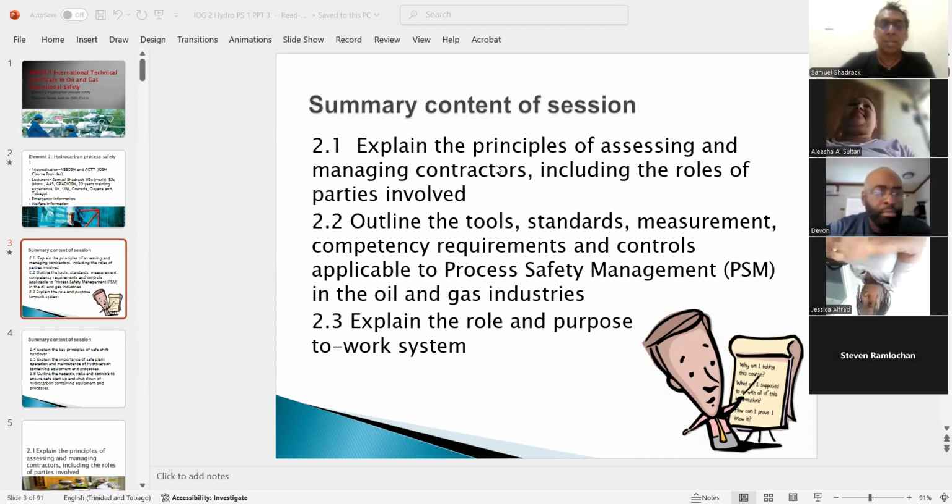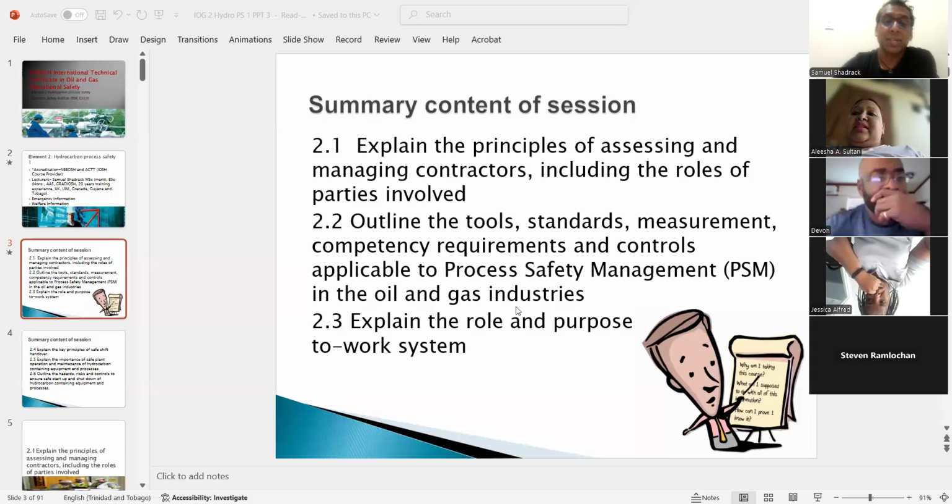All right. Explain the principles of assessing and managing contractors, including the role of parties involved. I thought that was very easy. Outline the tools, standards, measurement, competency requirements, and controls applicable to process safety management. Yes, process safety management, that is element two in the oil and gas industry. I'll show it in the syllabus just now. Explain the role and purpose of permit to work. I was hoping to reach that, with explanation.